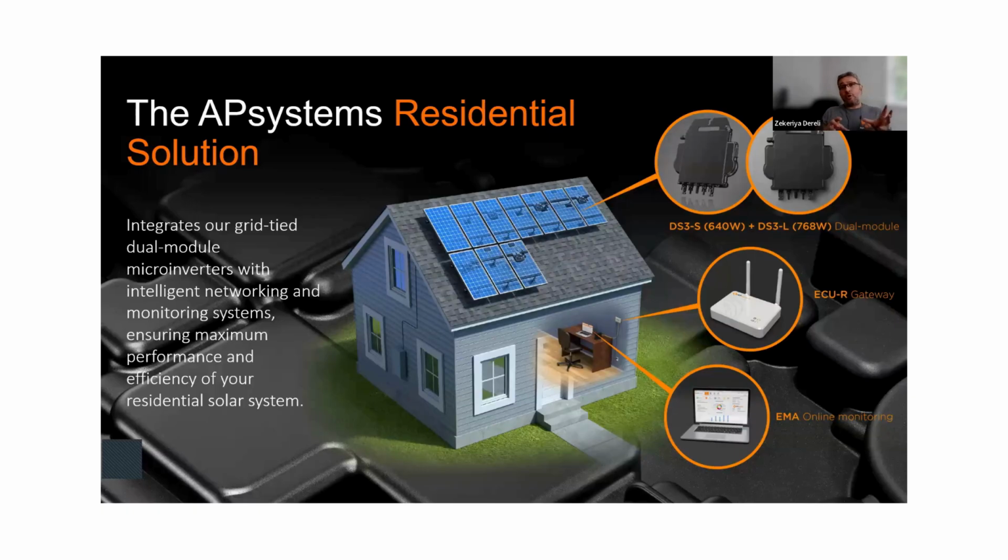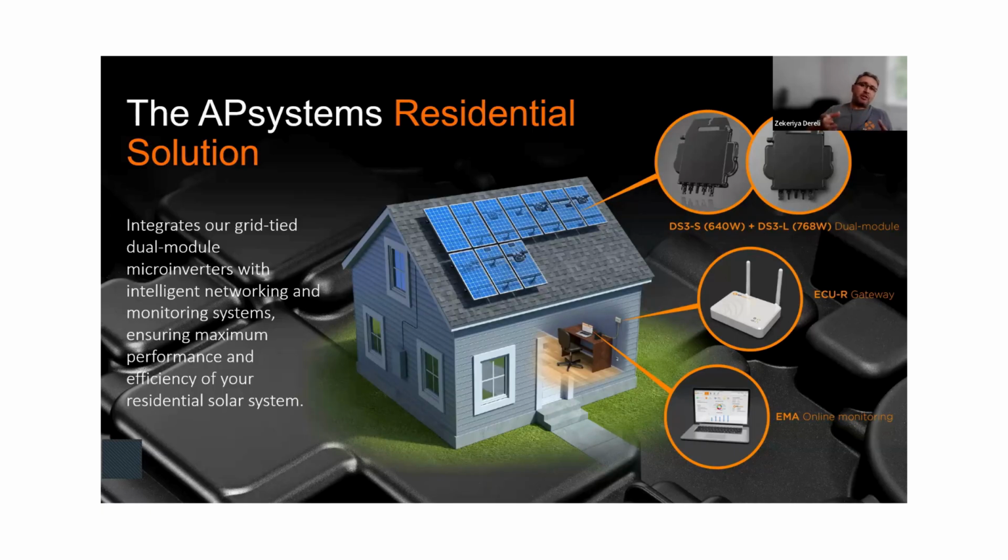Now, ECU-R for residential applications usually goes in your house. It stays maybe right next to your internet router. It's this device right there, the ECU-R gateway. It just looks like a regular internet router. It has Ethernet and Wi-Fi connectivity, so you can hardwire it to your internet router, or you can just have it on the Wi-Fi. Once it is online, it will pull the data.